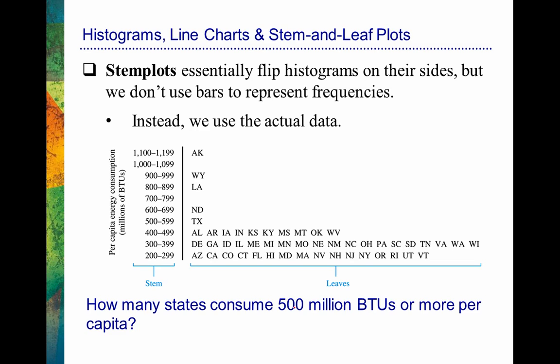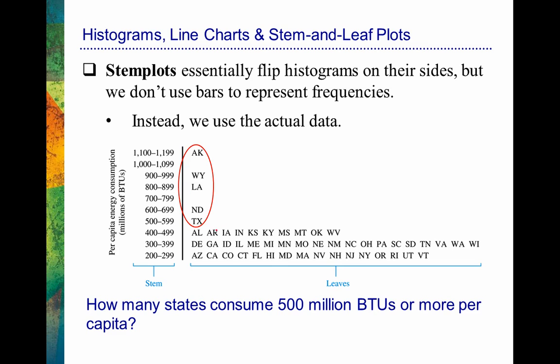How many states consume 500 million BTUs or more per capita? So right here I have 500 to 599 BTUs, and all these values represent BTUs above 500 million. So we'd essentially be talking about these states in here. So I'll highlight them. So how many states are we talking about that consume more than 500 million BTUs per person? 1, 2, 3, 4, 5. 5 states. And we actually list what they are: Texas, North Dakota, and so forth.